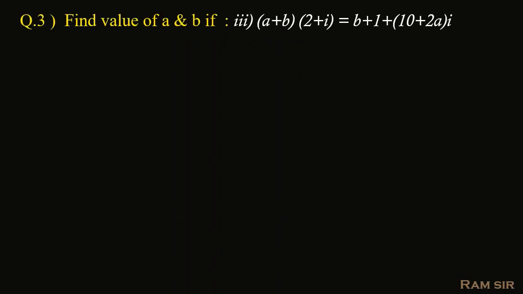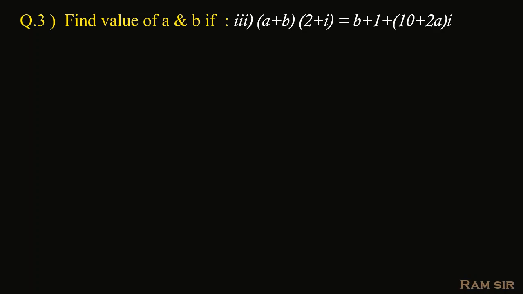So question number 3 from the exercise 1.1, find the value of a and b if (a plus b) multiplied by (2 plus i) is equal to (b plus 1) plus (10 plus 2a) into i. This is the condition given, and by using this condition we have to find out the value of a and b. So let's start with the given information.